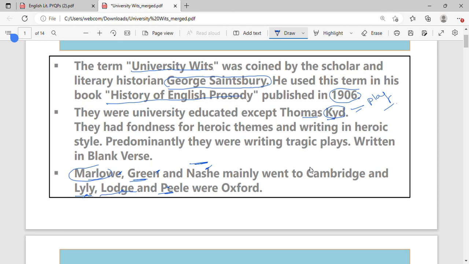So Thomas Kyd is one of the playwrights who did not go to the university. Mostly they were writing about heroic themes. Their style was heroic, and they were writing about the political matters of their time. They were involved more in political conspiracies. Most of them were imprisoned. Most of them died early, at a very young age, like Christopher Marlowe, right? He died in a fight in a pub, right? So this is how their lives ended. They had a very short period of time to write their works.